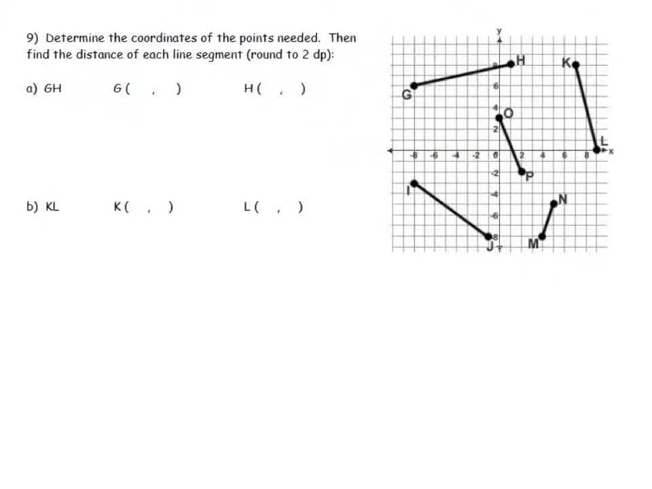For this next part, it says determine the coordinates of the points needed, then find the distance of each line segment. So again, you're going to use the formula for this, and we're finding distance. So let's do number 9A together. It's saying point G, which is right here. So this as an ordered pair is (-8, 6). Then you're going to find H, so you're going to find what this is as an ordered pair. Then use your formula to find the distance. And then you'll do the same thing with K to L.